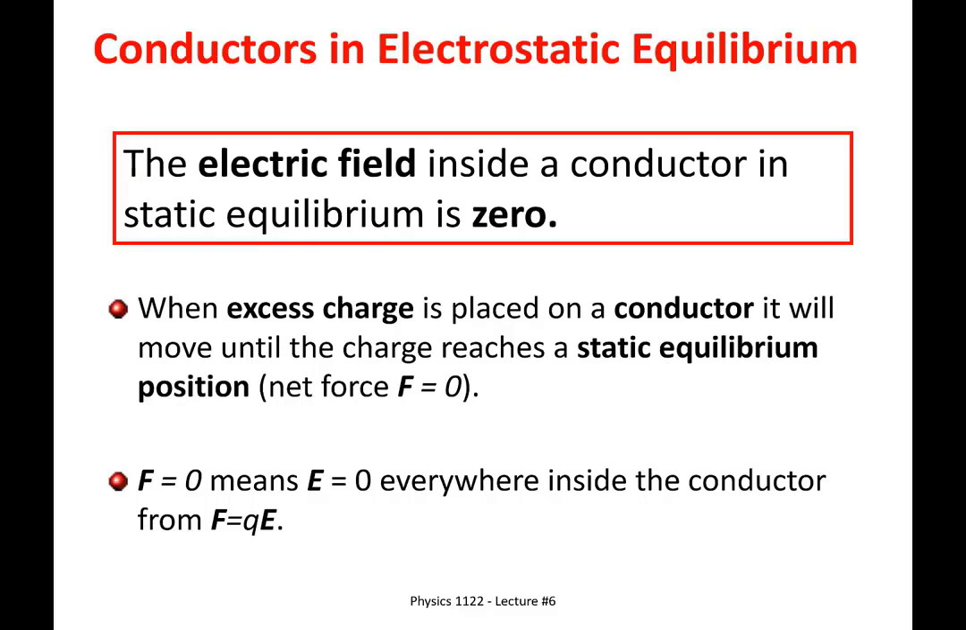The first is that if any excess charge is placed on a conductor, it is going to move until the charges find a position where they are at static equilibrium. What's meant by that is that the net force acting on that excess charge is equal to zero. If it isn't equal to zero, then the charges continue to move. So when it reaches equilibrium, it means that the charges are no longer experiencing a net force that will drive them, and so they'll have reached their equilibrium position.